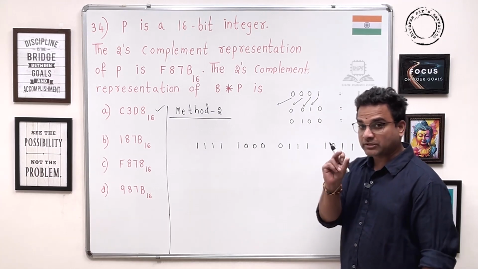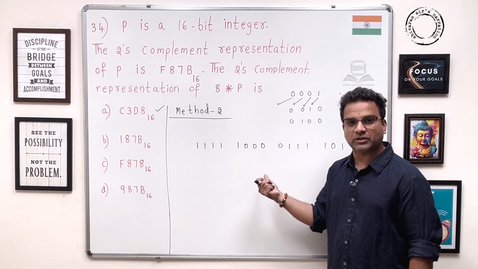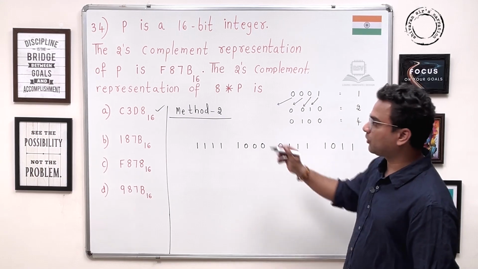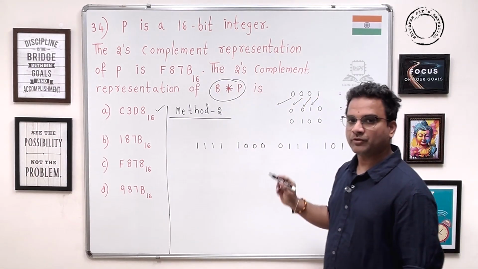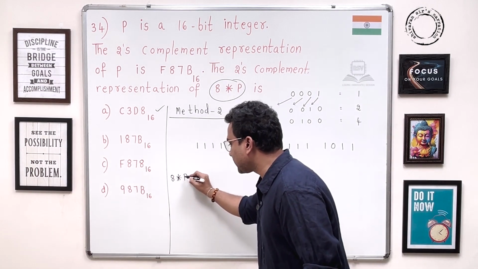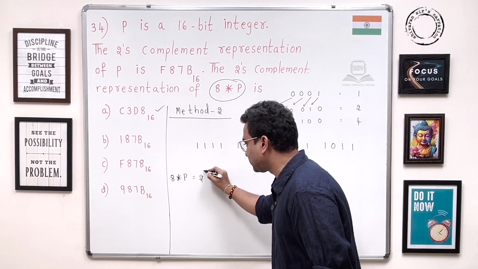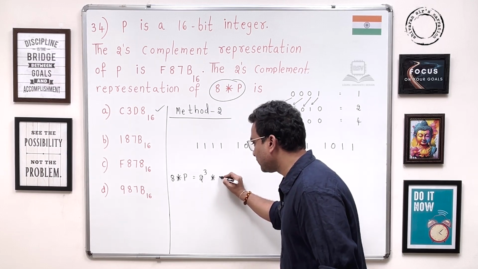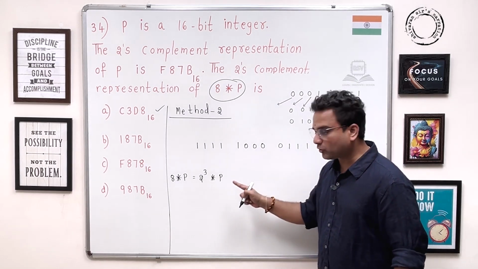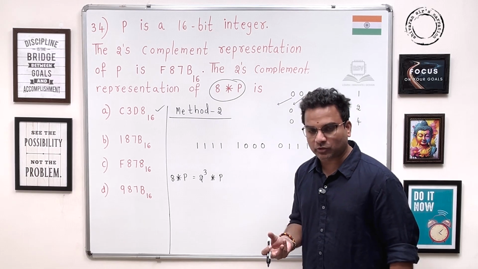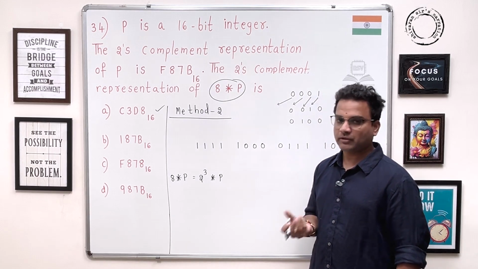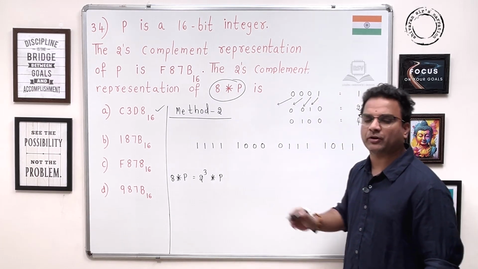So based on that concept, we can give the solution here in a fraction of seconds. Yes. Now, what he told is 8 into P. So let's write 8 into P. This 8 into P can be written as 2 power 3 into P only. If you want to multiply the P value by 2 power 3, it is similar to performing the shift left operation 3 times. That is equal to 2 power 3 into P only.